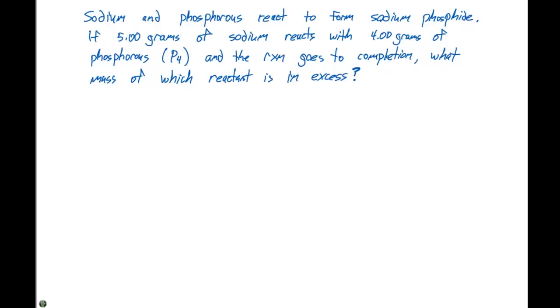So first of all, we have to figure out what the limiting reactant is and what the excess reactant is. And in order to do that, we must first balance the chemical equation. So here we have sodium, and we're going to react that with phosphorus, which exists in multiple forms. It's given in the problem here that it's P4, and this is going to give us sodium phosphide. Now, remember that sodium has a +1 charge, and phosphorus, when it forms an anion, has a -3 charge, so our formula is going to be Na3P.